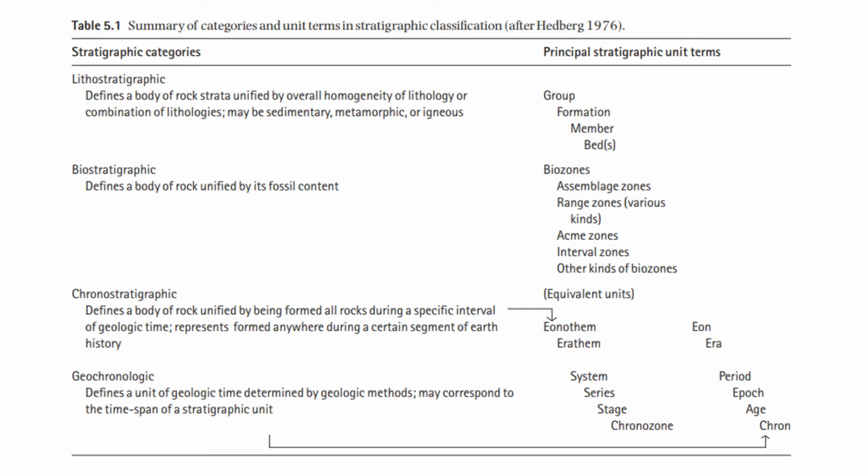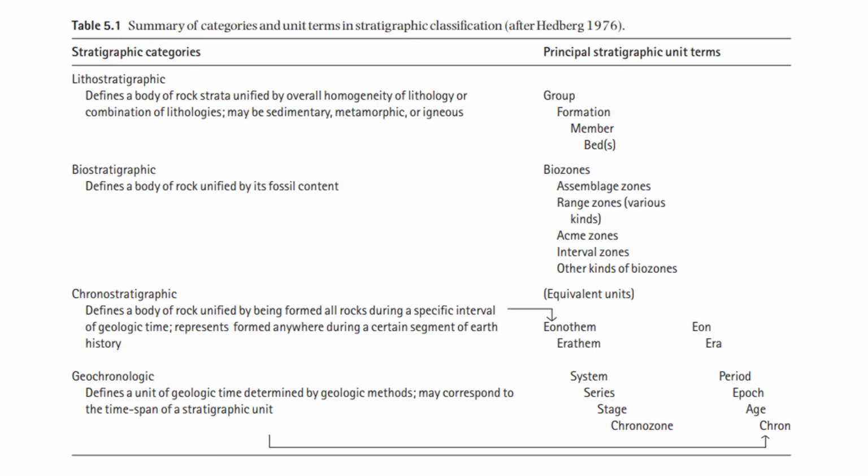Here we see table 5.1 from the Brookfield text, showing you just how we break down some of these different stratigraphic categories. Obviously, lithostratigraphy is really just kind of focusing on rock description. And so the basic stratigraphic terms we use for this are formation, which can be grouped into groups or broken down into members, which can further be broken down into beds. Biostratigraphy, of course, deals with fossil content in rocks, and we break this down into biozones, which can then further be subdivided into assemblage, range, acme, interval, and various other types of biozones.